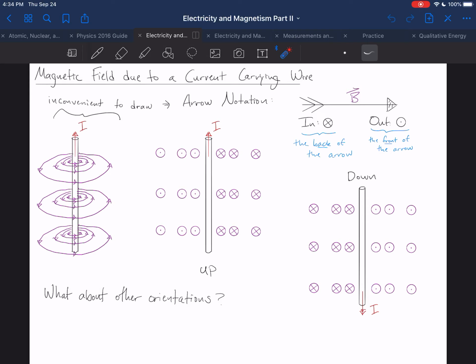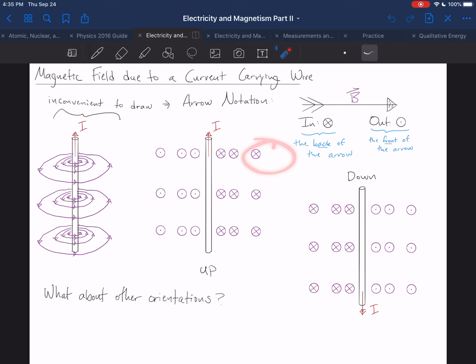So the way this is supposed to work is that this looks like the front of the arrow, this looks like the back of the arrow. In other words, if you have the current going up the page, then on the left side of the wire here, according to the right-hand rule, that magnetic field is coming out of the page, and that's symbolized with these dots. On the right side of the wire, the magnetic field is going into the page, and that's symbolized with these X's. Notice that when I diagram the magnetic field, they are not equidistant.